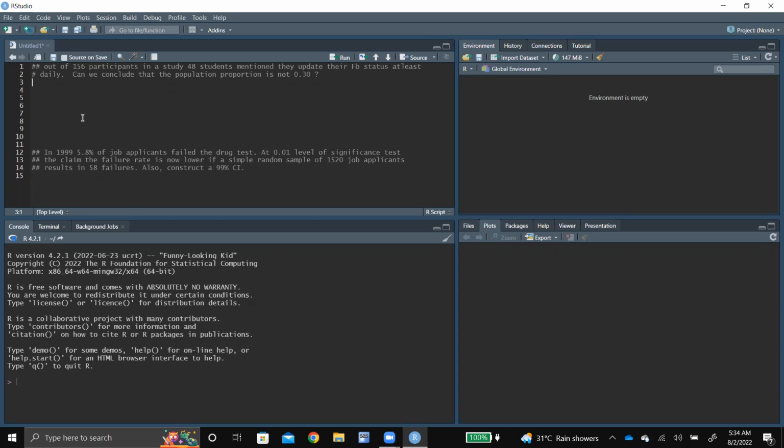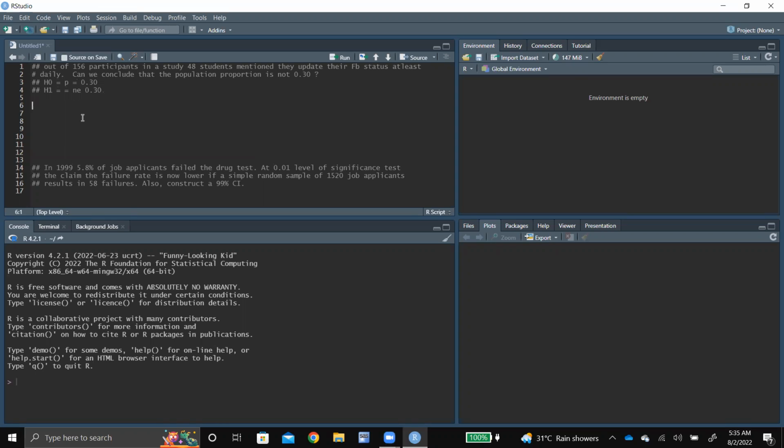So in this example, if we write the null hypothesis H0, this is P equal to 0.30, and the alternative of this should be P is not equal to 0.30, because it says the population proportion is not 0.30.